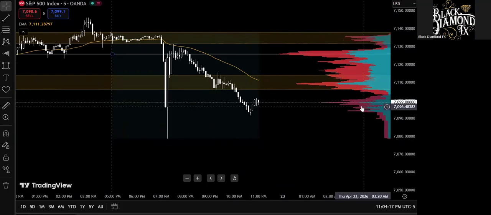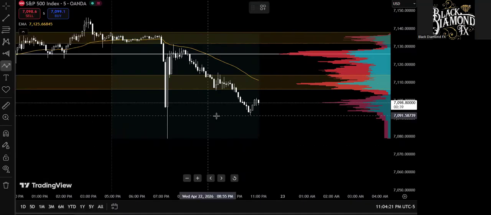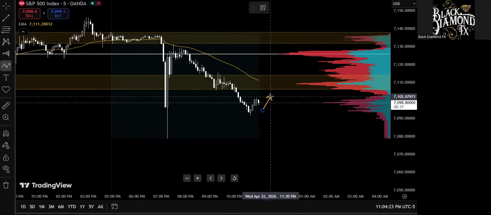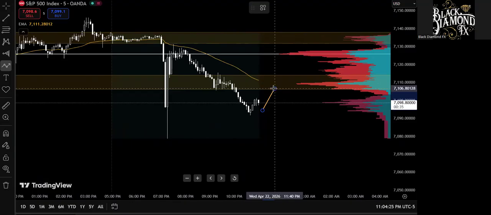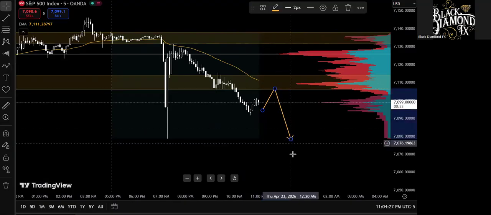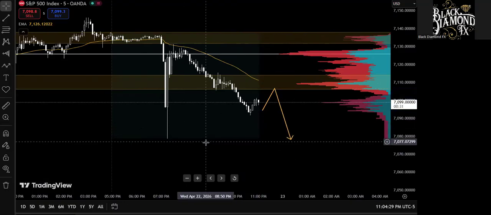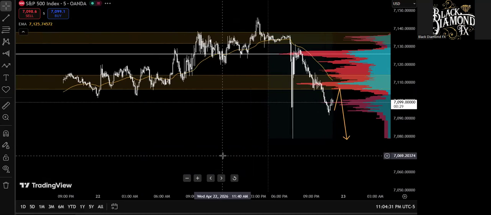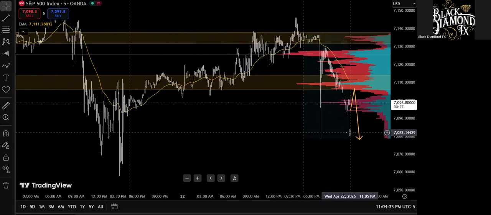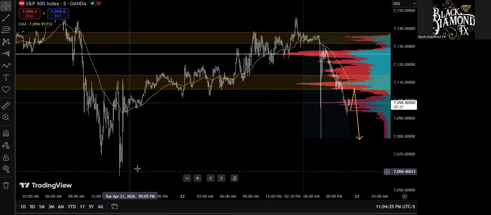Price came down to this one. You can probably expect something like this. Up, either into here or back tap into it, and then come down. Target that low right there. Come on, man. Easy money. All right. Or you could target maybe this low right here.